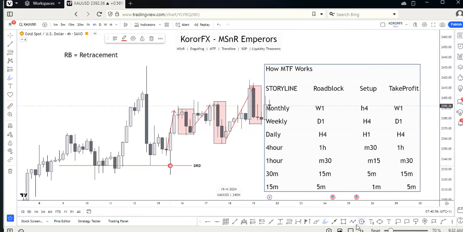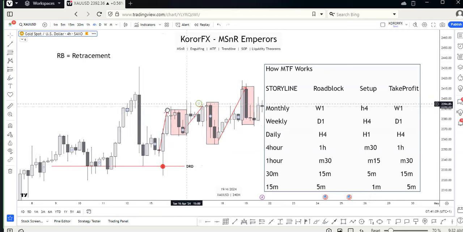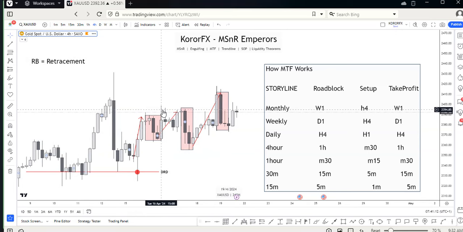Roadblock means price always bounces before it reaches its target, okay? Price does not always go in a straight way. We always want a roadblock for every storyline. No, and I understand that.